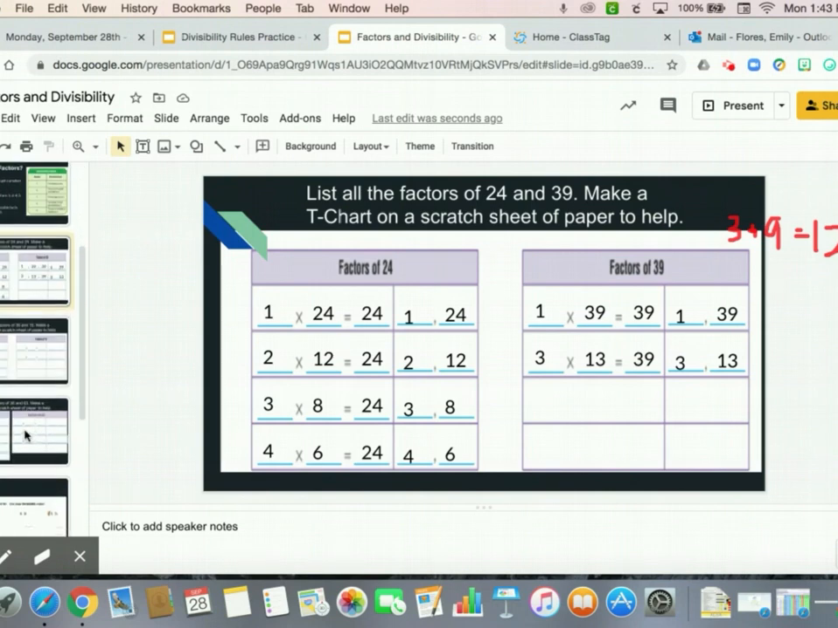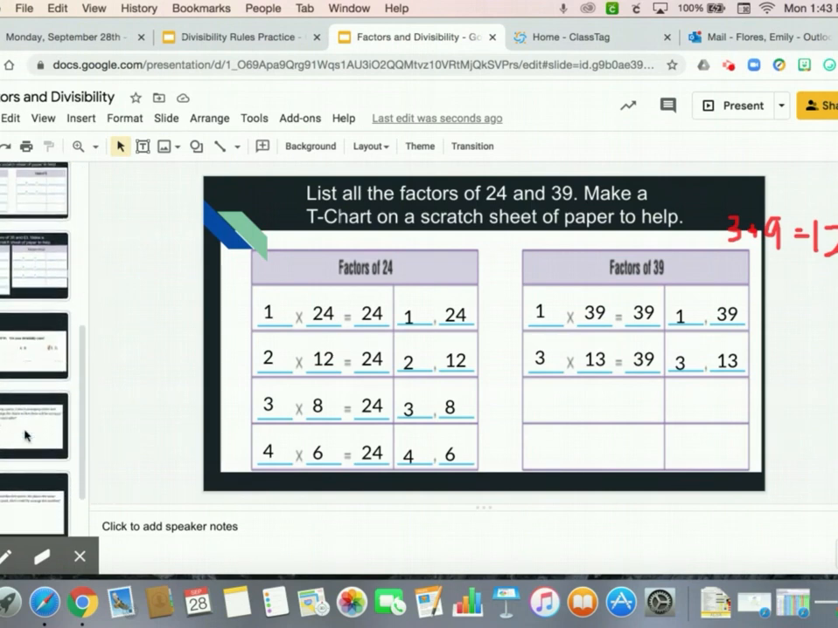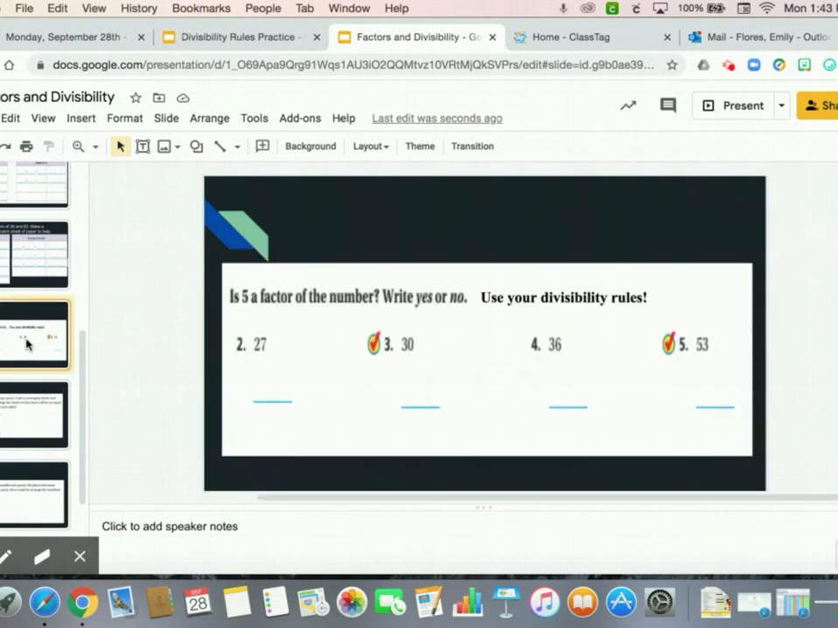Let's look at slide 7. So slide 7 just asks, is 5 a factor of the number, right? Yes or no? And you need to use your divisibility rules for this. Remember, in order for something to be a factor, that means it also can be divided by that number, right? Because multiplying and division go hand in hand. They're just opposite operations. So for 5 to be a factor of these numbers, that means 5 times something had to get me these numbers, right?